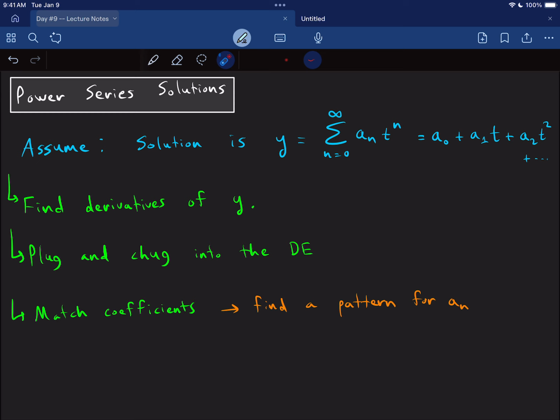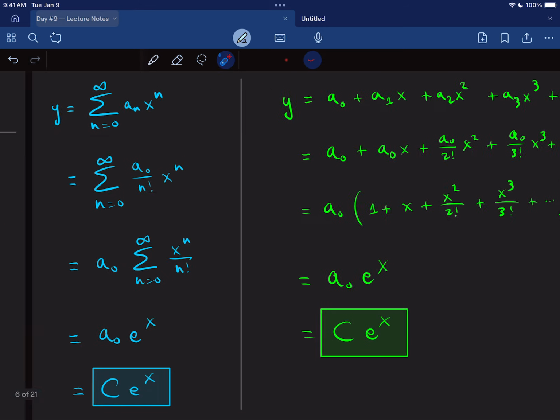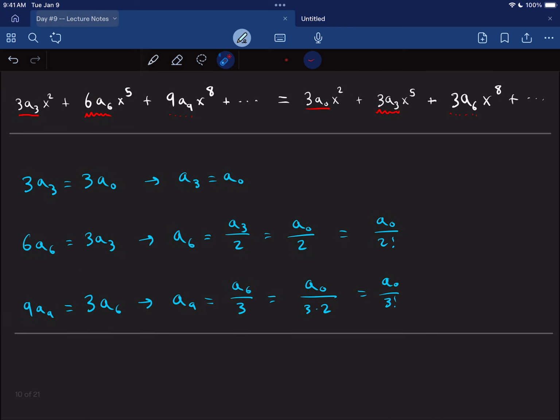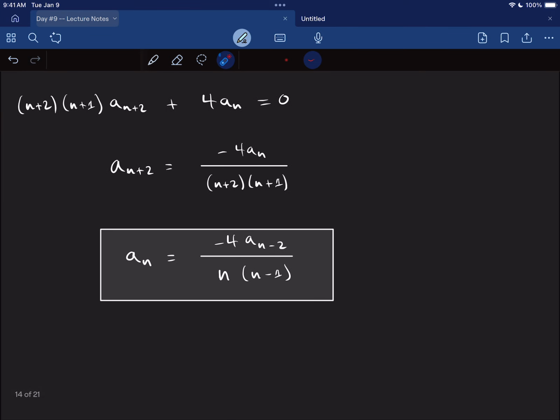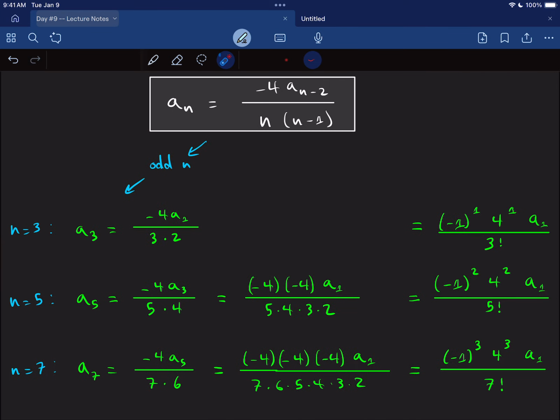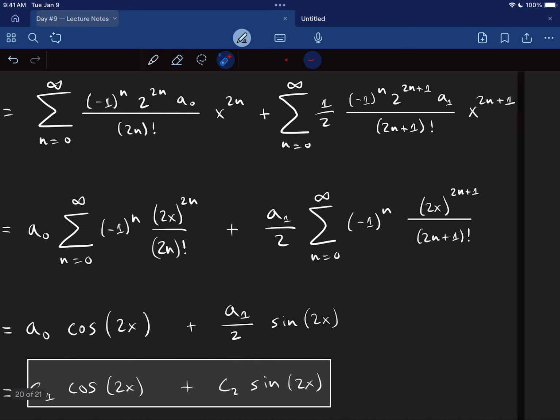When I said plug and chug these derivatives into the DE, really what I mean by that is convert the differential equation from its current format into a new format that is just all power series. So if you have y prime, y double prime, great, plug them in. But if you have an actual function like sine of x, plug it in as a power series as well, and there you go.